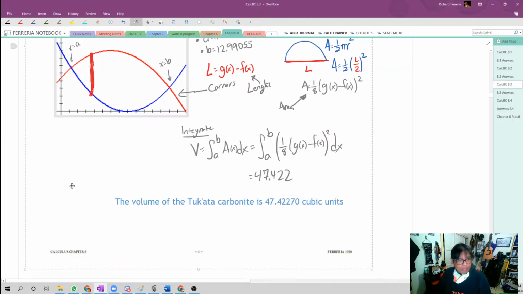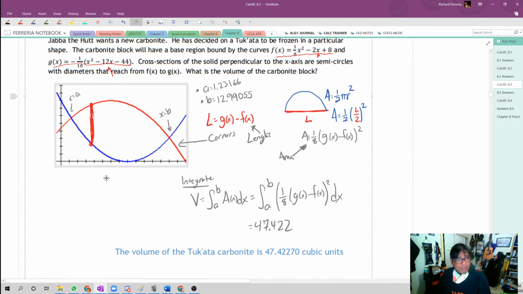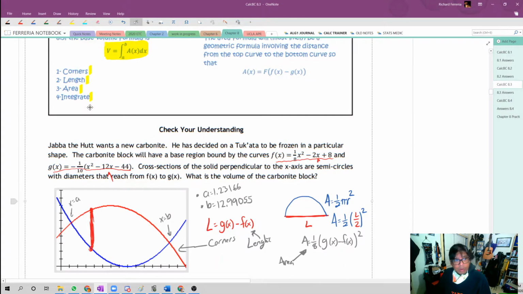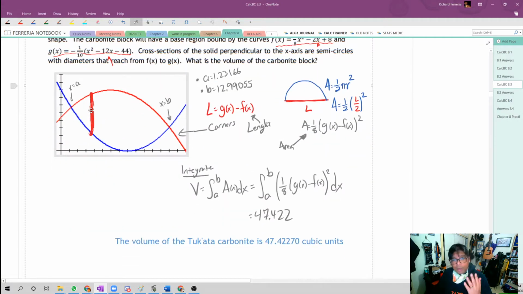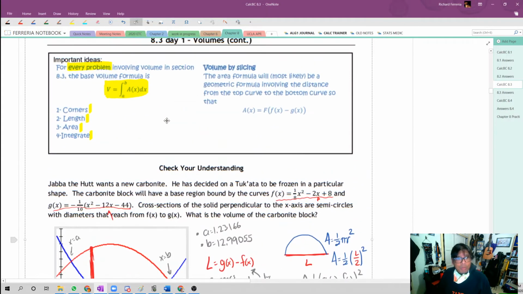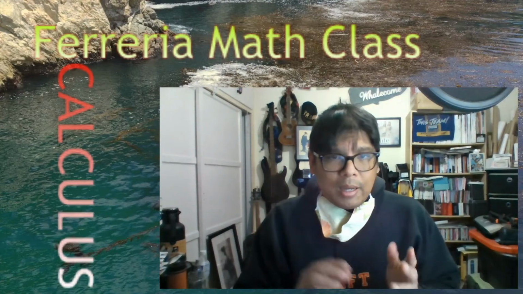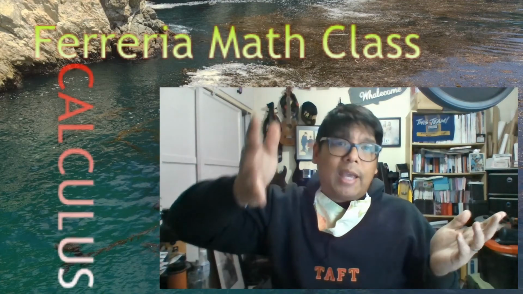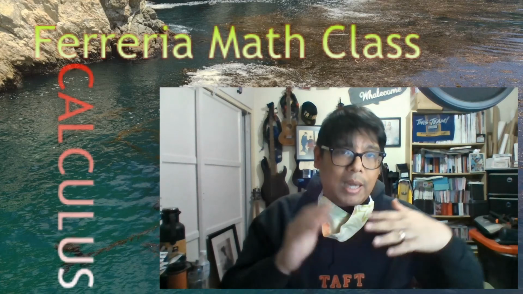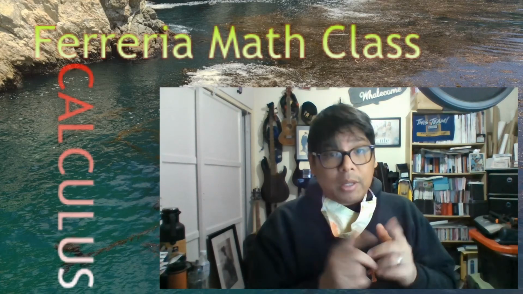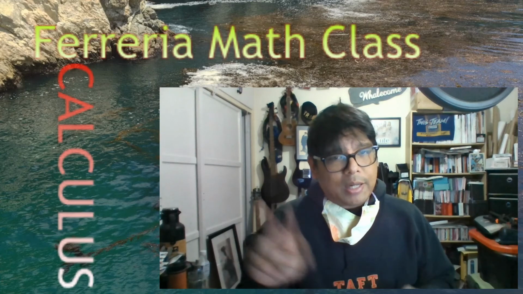So, I hope you can see that these 4 steps really are going to take you through here. You've got to think about all 4 of those as we compute our volumes. And one more time, so important, the volume is just the integral of an area formula. So that's our first look at volume formulas in Calculus section 8.3. We'll definitely be doing more, and I will see you for that next time.